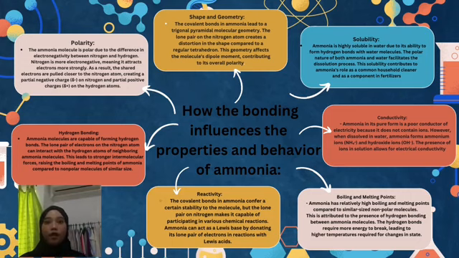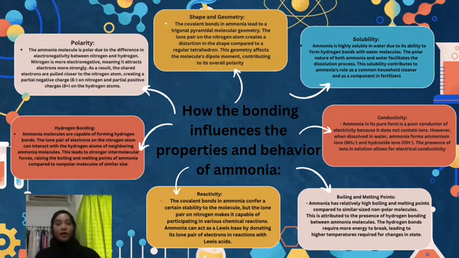The lone pair of electrons on the nitrogen atom can form hydrogen bonds with other molecules or ions containing hydrogen. Hydrogen bonding contributes to the higher boiling and melting point of ammonia compared to non-polar molecules of similar size.